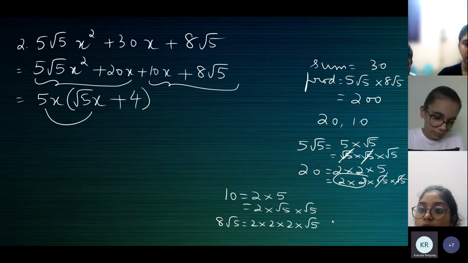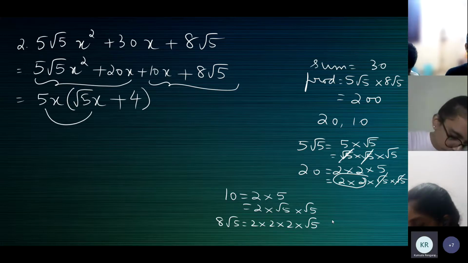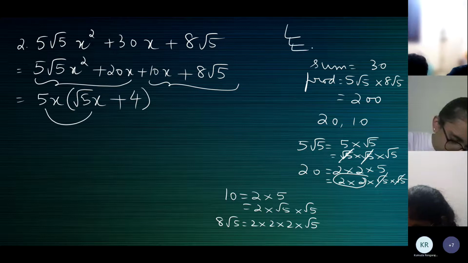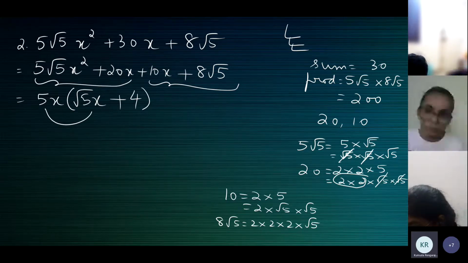Please do this in your rough column. 10 is 2 5s. Now if you're wondering how do I know I should write it as 2 5s, find the prime factors. Use this method, that's all. 10 is 2 5s. Why are we not writing 2 as root 2 into root 2? Because the other number has no root 2 in it.